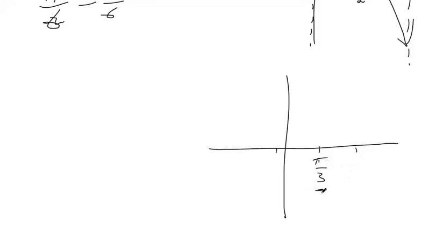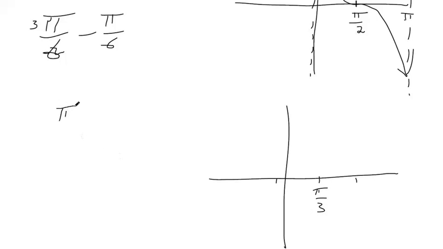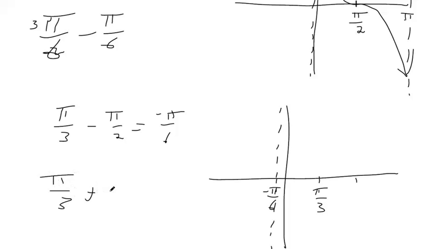In other words, my center is pi over 3, so my left vertical asymptote should be pi over 2 units away. And so that's 2 pi over 6 minus 3 pi over 6, so that's negative pi over 6 is where one of the vertical asymptotes should happen, like this. Okay, and then the right vertical asymptote is pi over 2 units to the right. But again, that's because my period was still pi.